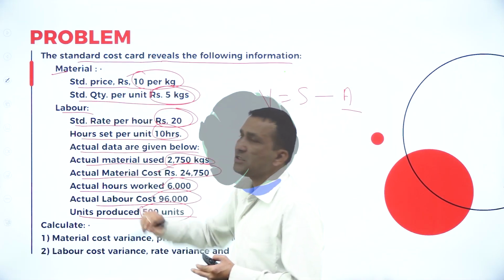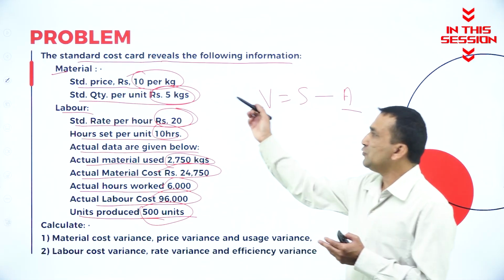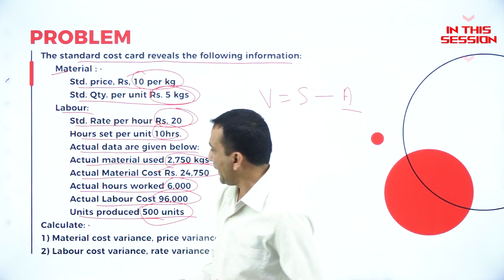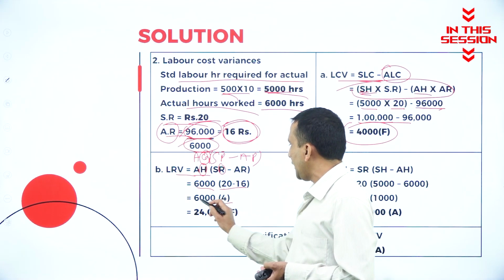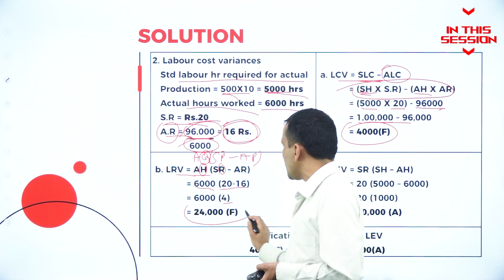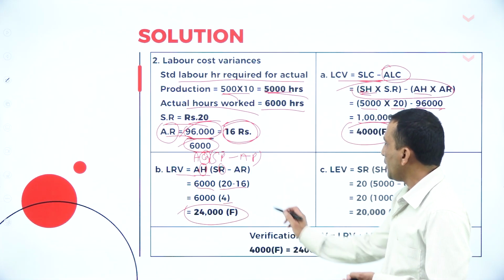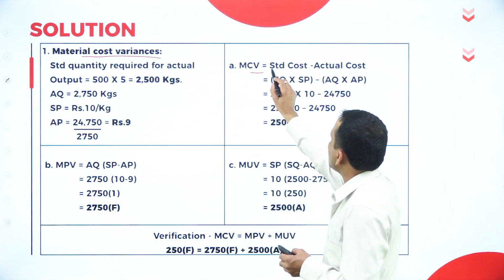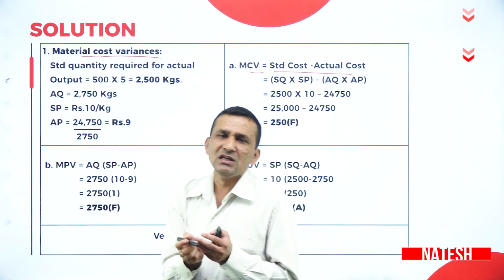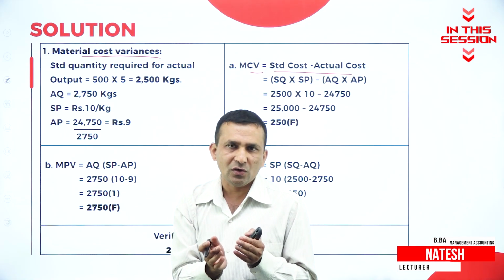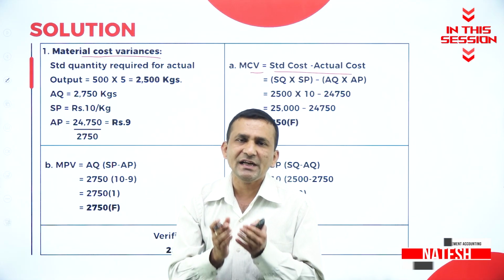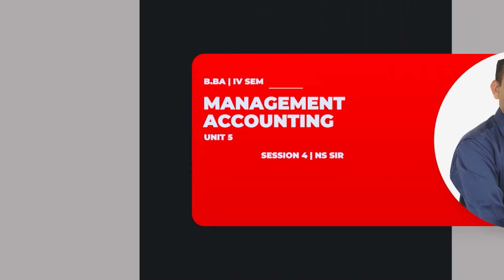Each unit will consume 5 kg. So we need to multiply, then we are getting 2500. That is actually the standard quantity. 20 minus 16, 4, we are getting 6000 into 4, 24,000, which is a favorable result because the sign is more. Okay, obviously. The formula is material cost variance. Easily we can find out standard cost minus actual cost. So to calculate the standard cost, we need a standard quantity and standard price.